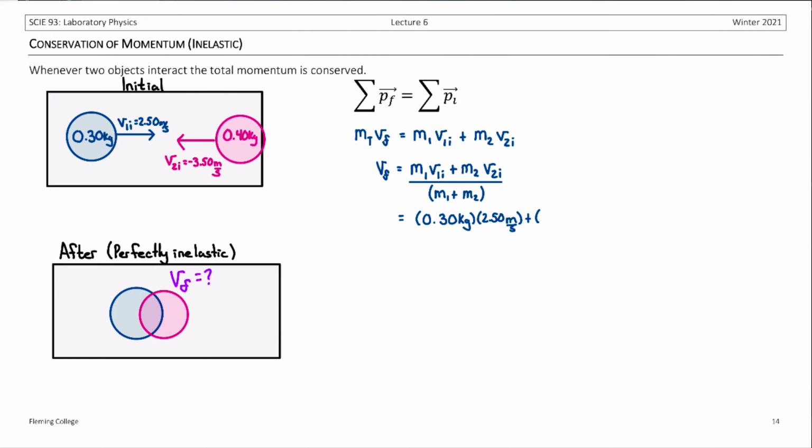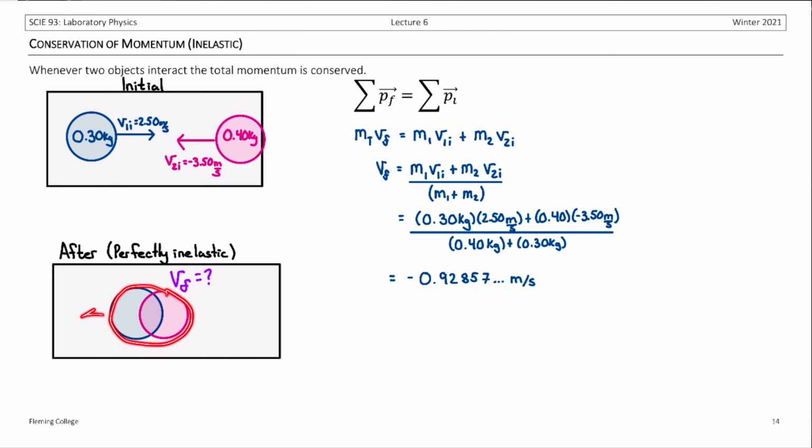And we can substitute our values. We can plug all of this into our calculator, and we should get negative 0.92857 and a bunch more digits, meters per second. What's this value telling us? Well, it means that if our initial velocity was in the negative direction for object 2, that object 2 had enough momentum to collect object 1 and keep moving in that direction.